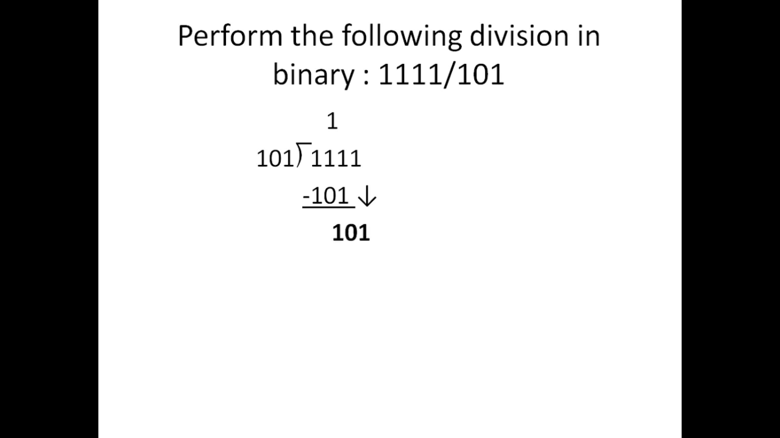We see how many times 101 goes into that now, and get a value of 1. We then check if there's any remainder by subtracting. As you can see, the answer is 1 with a remainder of 0.